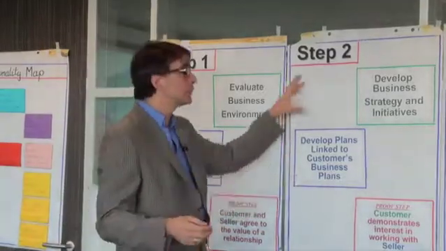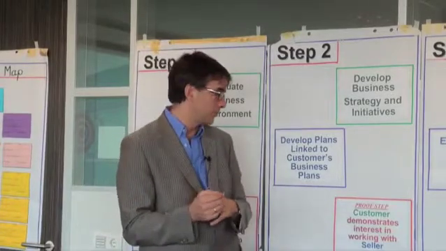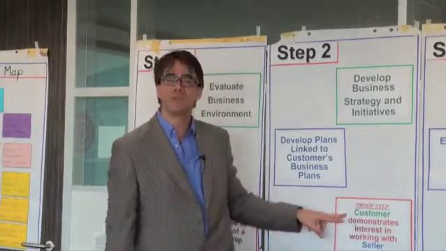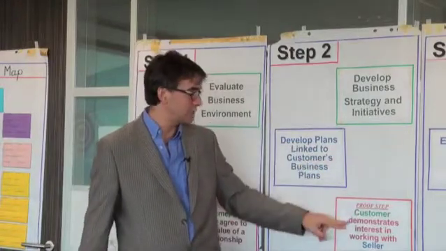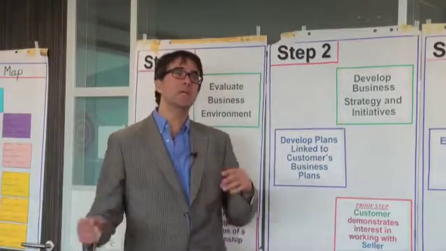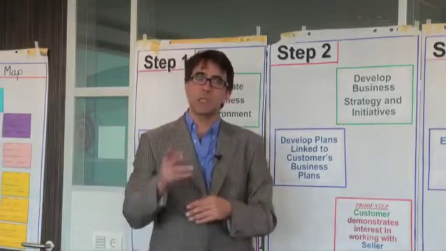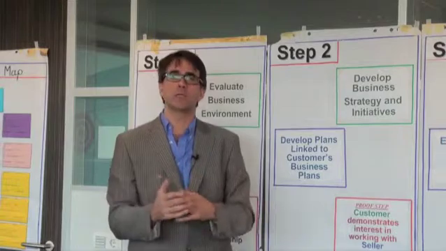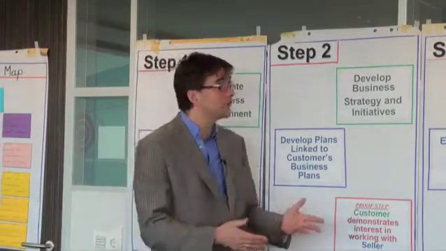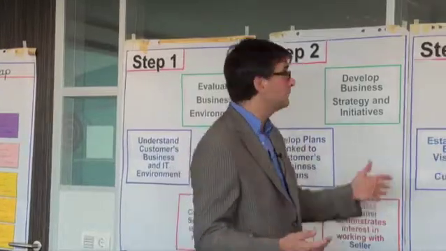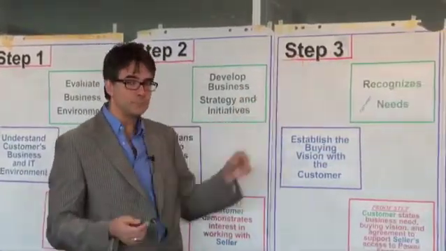So creating curiosity is one of the key elements of step 2. The proof. How do you prove that you've done step 2? The customer demonstrates interest in working with the seller. So the customer says to the sales organization or the salesperson, "That's interesting. I want to look at this in a little bit more detail." And this gives us the permission, if you like, or this moves us through to step 3.